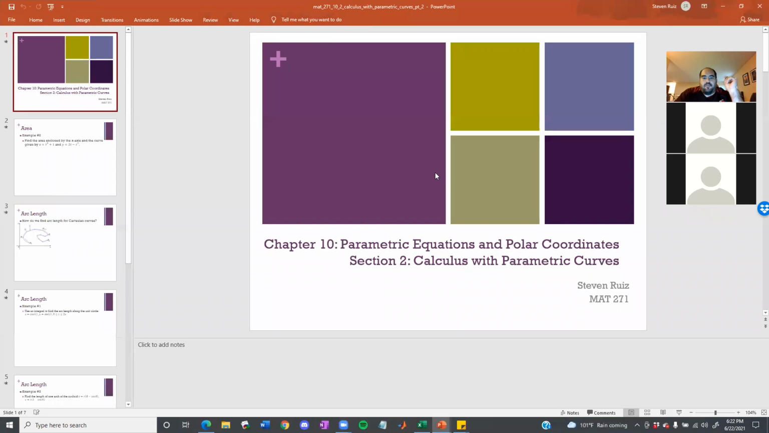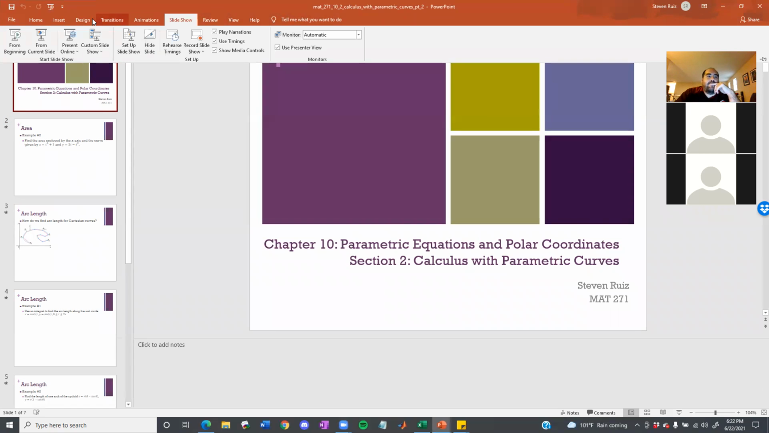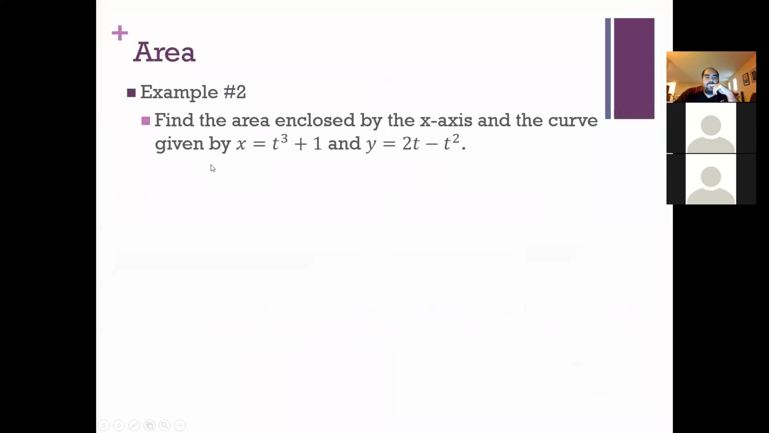Okay, so section 2 of chapter 10 is all about the calculus of parametric curves. And we left off having done one example with area. So I want to do one more just to get through that. Can anyone remind me how we do this? How do we deal with area using these curves that are defined parametrically?